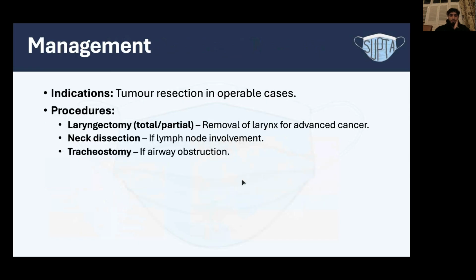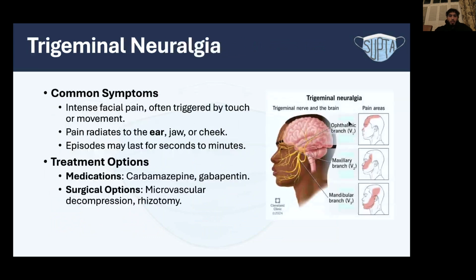We resect it if we can. The procedures that we can do are laryngectomy, so removing the larynx, neck dissection to remove any involved lymph nodes, and tracheostomy if there's an airway obstruction that we're worried about.